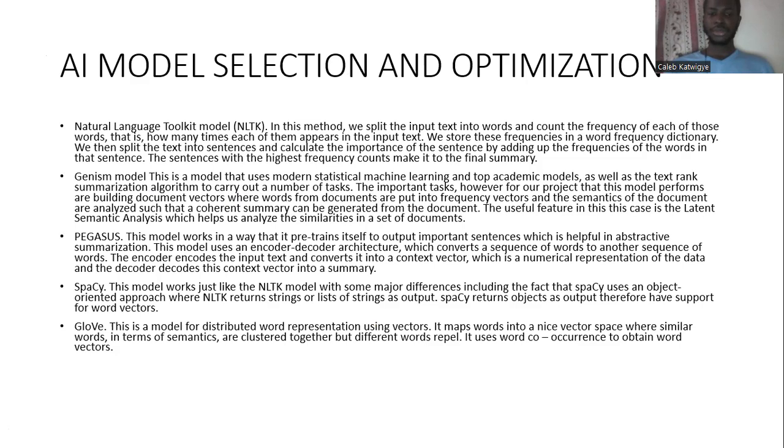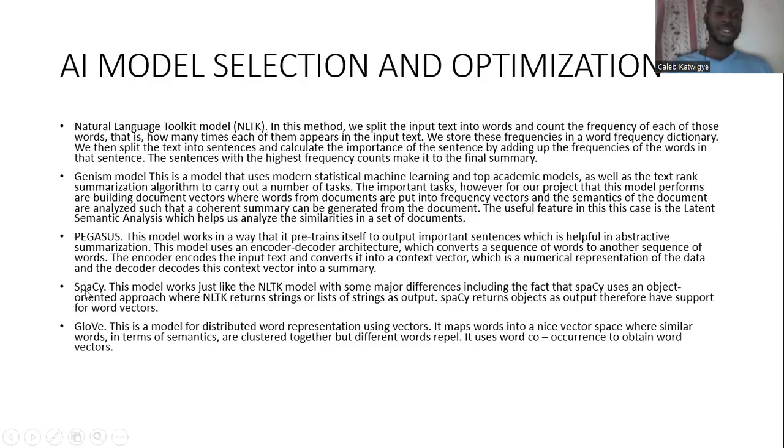So we have also the Pegasus model. The Pegasus model here is a Google model actually. It uses abstractive data summarization. It uses an encoder-decoder kind of architecture. So it uses the encoder, the input text, encodes it, and then converts it to a context vector, which is a numerical representation of the data, and then decodes this context vector into a summary.